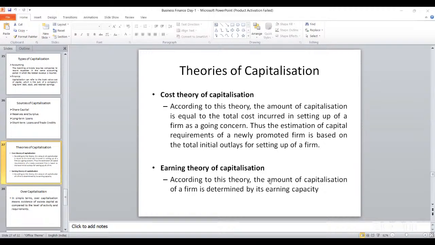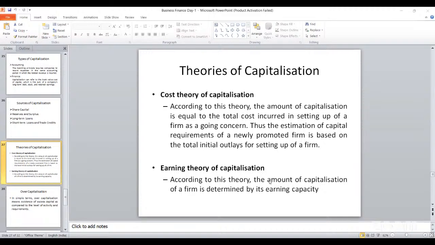Now, next coming towards earning theory of capitalization. What does this theory tell you? According to this theory, the amount of capitalization of a firm is determined by its earning capacity. In our previous theory, we saw that when the fixed assets and incomes are such that fixed capital is more, we use the cost theory, whereas the earning theory is based on your earning capacity. The capital of the firm is determined by it.